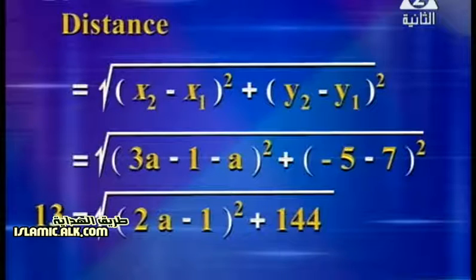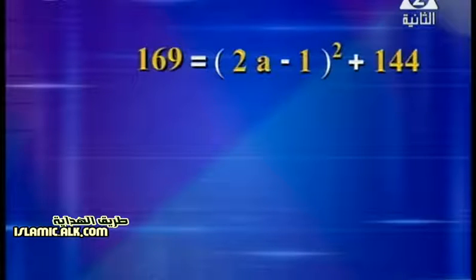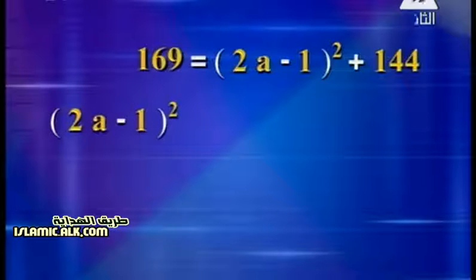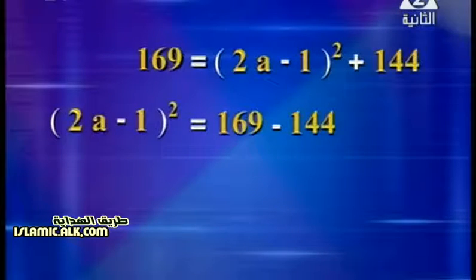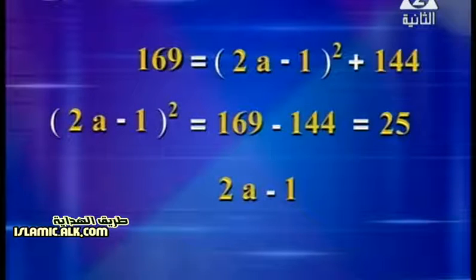By squaring both sides, you are going to find that 169 equals (2a minus 1) all to the power of 2 plus 144. This means that (2a minus 1) all to the power of 2 equals 169 minus 144 to obtain a result as 25. By taking square root for both sides, you are going to obtain 2a minus 1 equals positive or negative 5. This means that 2a minus 1 equals 5 and 2a will be equal to 5 plus 1 gives 6, so a will be 3.